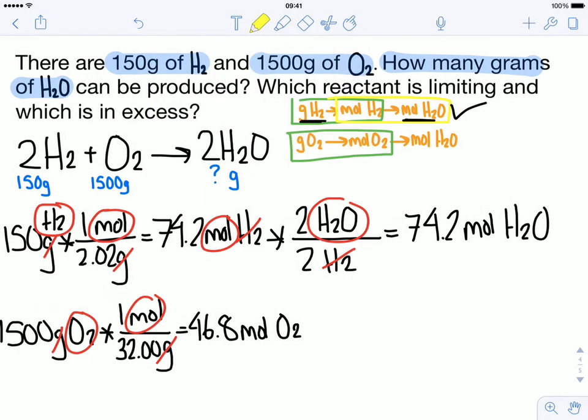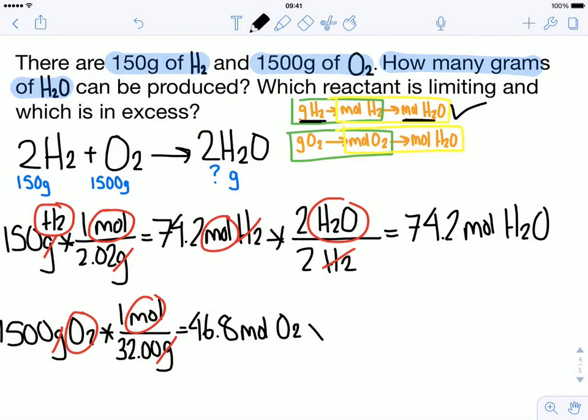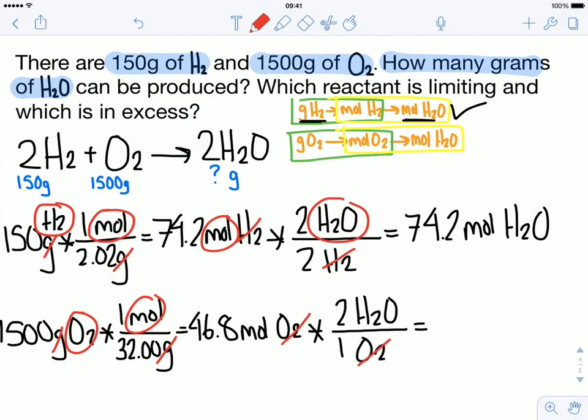Now again, we need to take care of this part, moles of O2 to moles of H2O. And we do that by using the molar ratio. So there are 2 moles of H2O for every 1 O2. Our O2 cancels with O2, and we're left with moles of H2O. So when you put that into your calculator, you should get 93.7 moles of H2O. Okay, perfect.